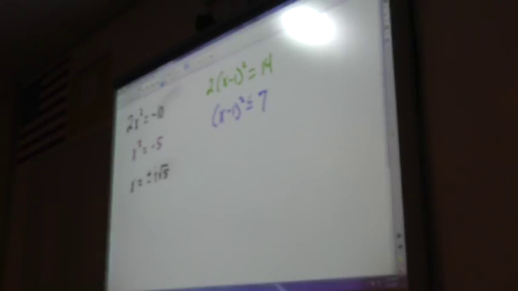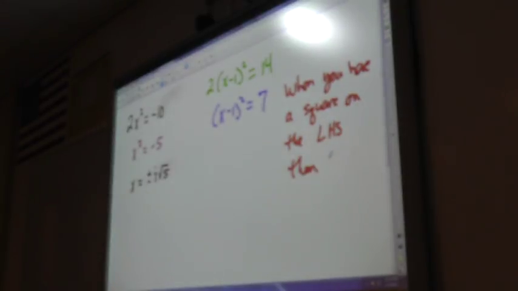So whenever we have something that's a perfect square, I'm going to write this down because it's important. When you have a square on the LHS, then you solve, right?